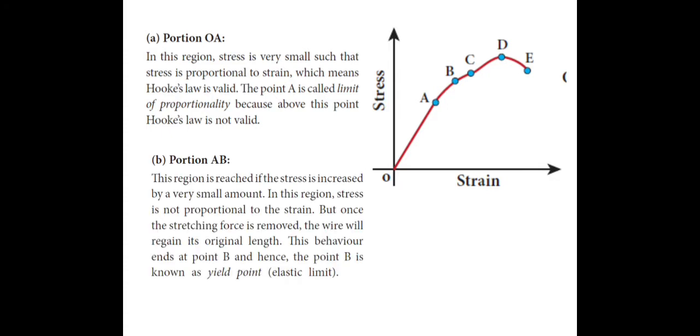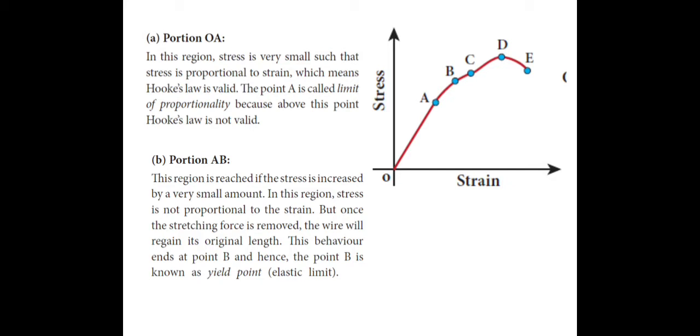Now, portion AB. AB is not a straight line, it's a curve. This region is reached if the stress is increased by a very small amount from the stress corresponding to point A. In this region, stress is not proportional to the strain, but once the stretching force is removed, the wire will regain its original length. That is, up to point B, that material maintains its elastic behavior.